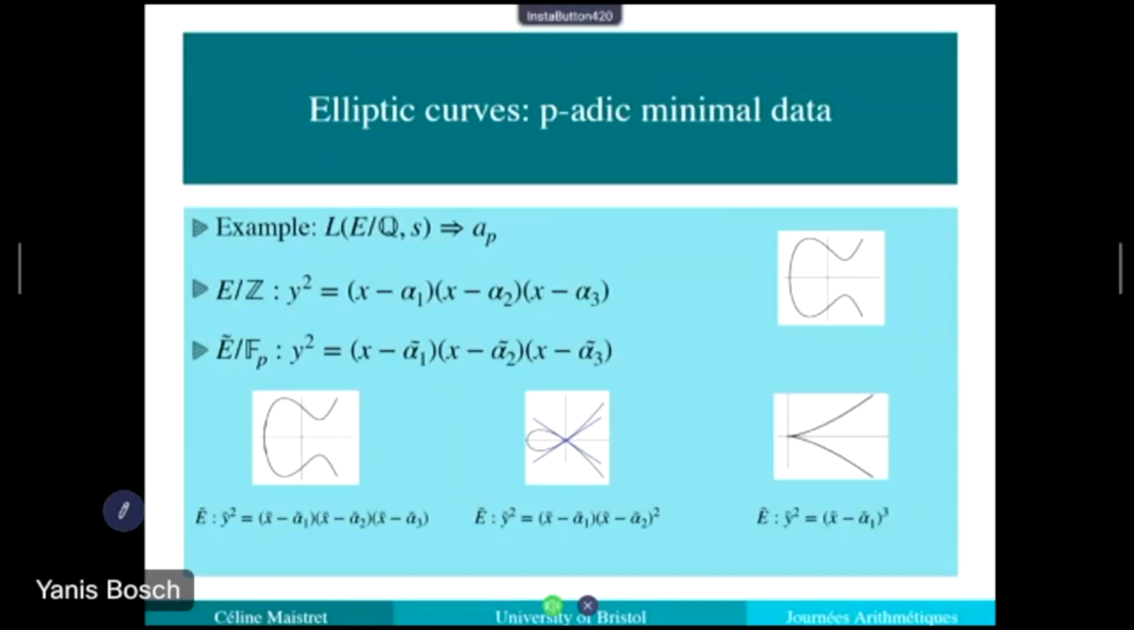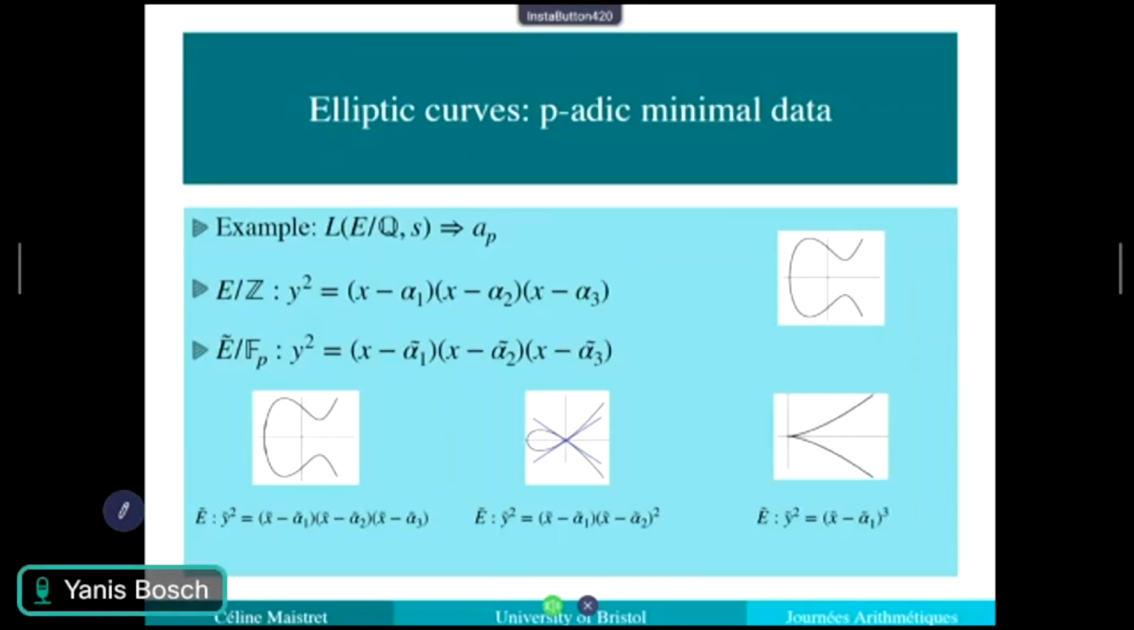And the third thing that could happen is that your three roots mod p reduce to the same element. Say your roots are 0, 5, and 10. Okay, if you know those three pieces of information, plus whether your tangents are defined over F_p or F_p squared, I claim that you can compute the a_p value.